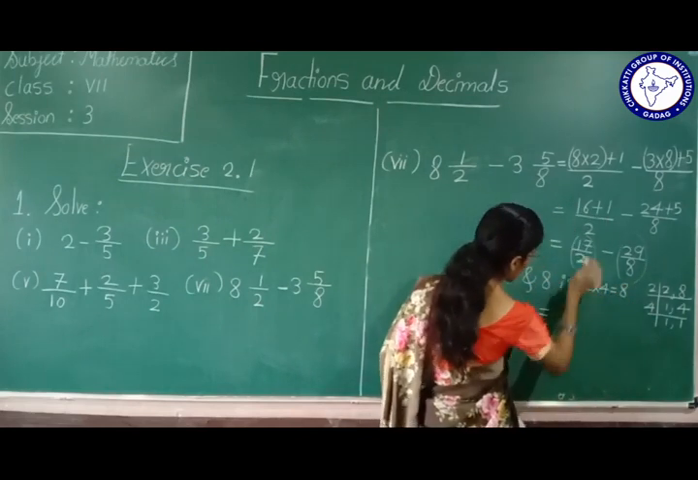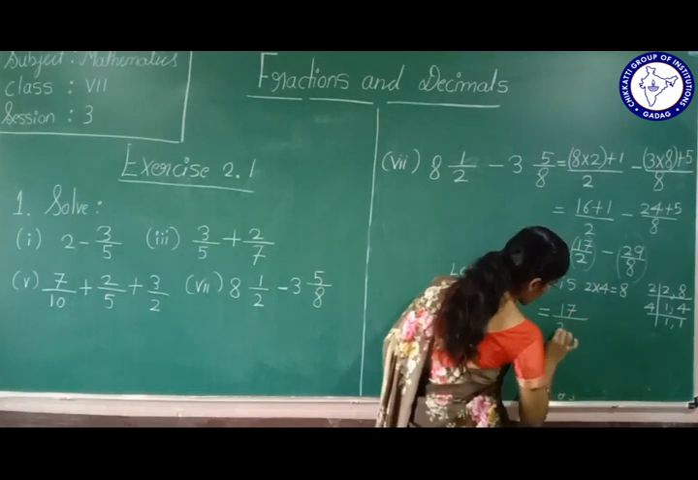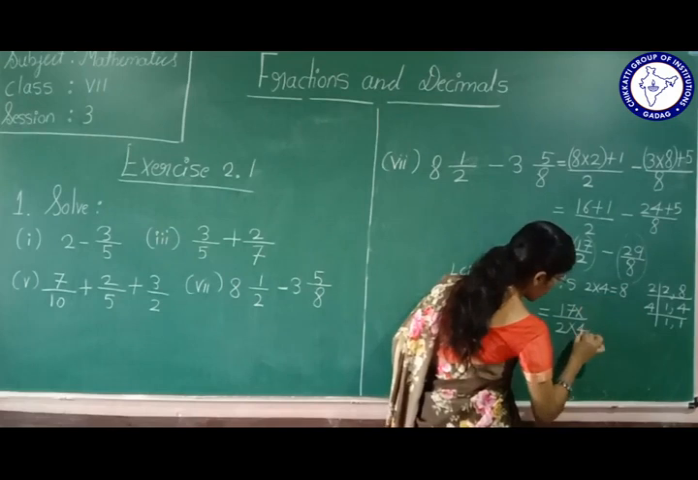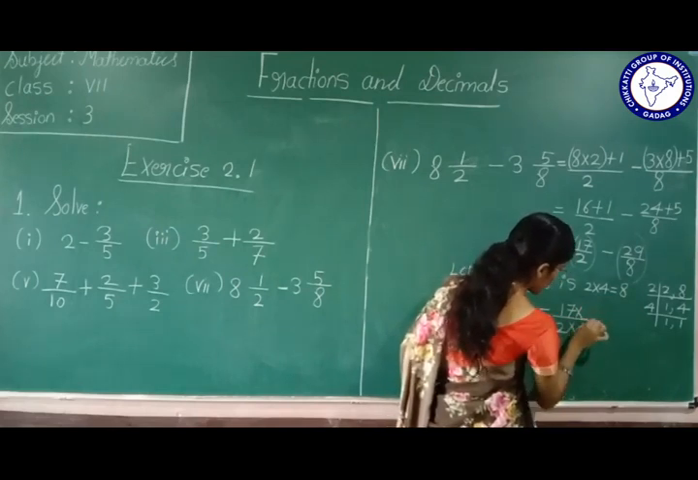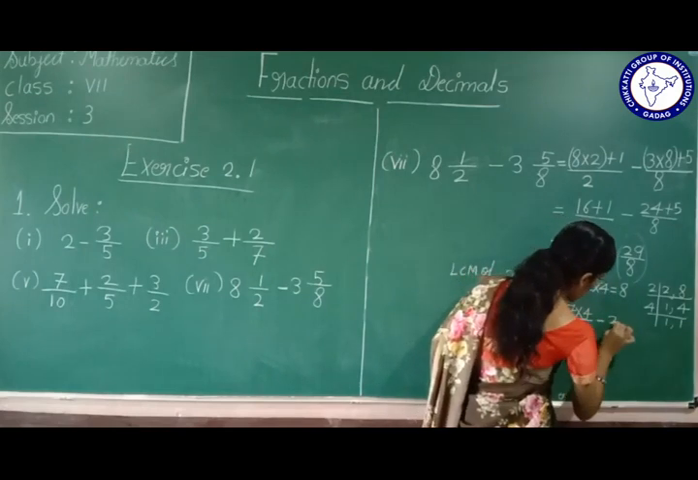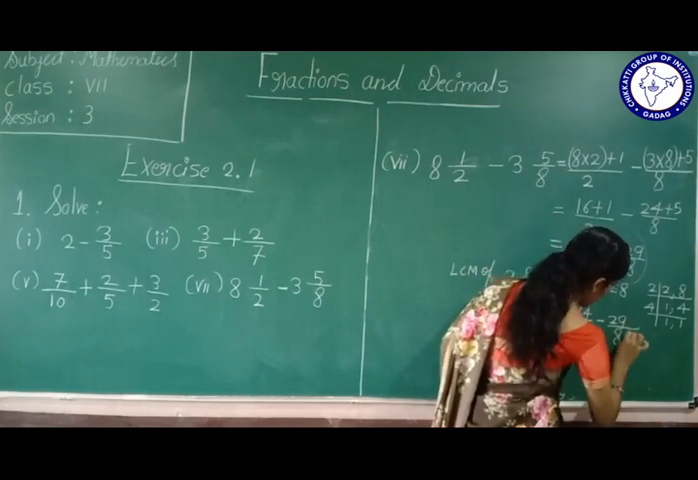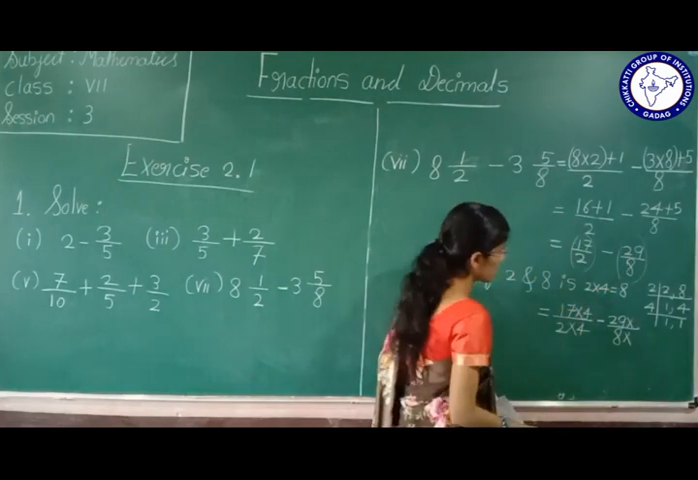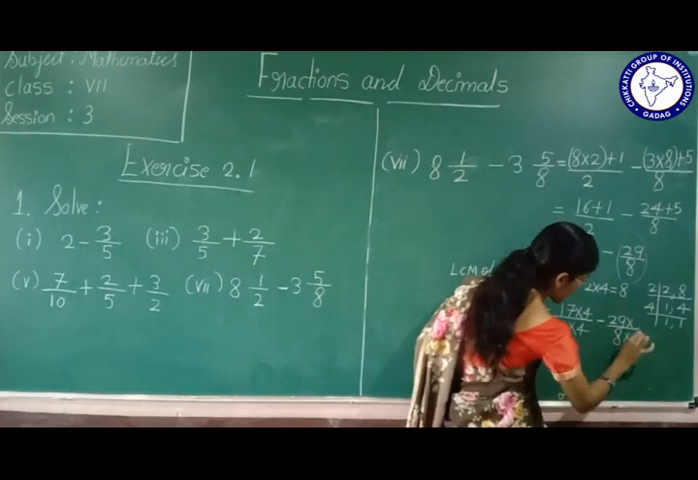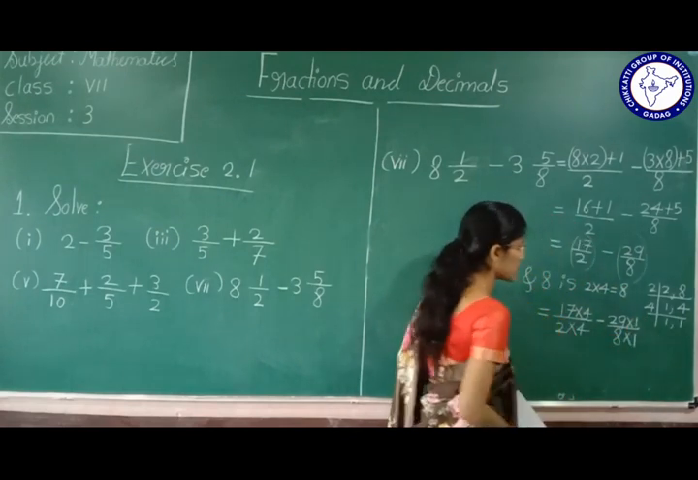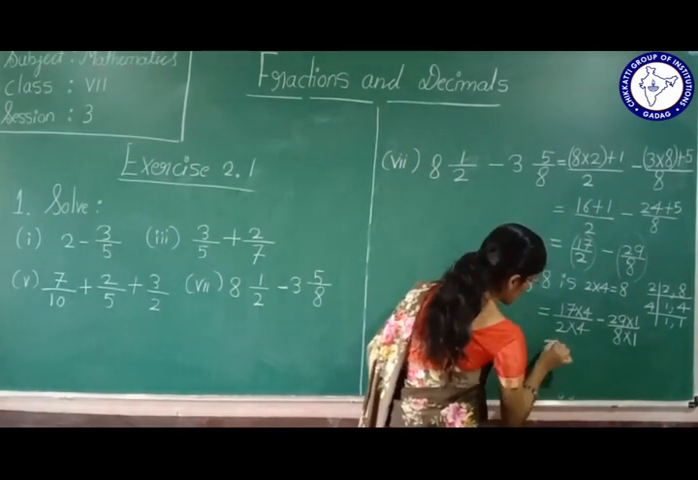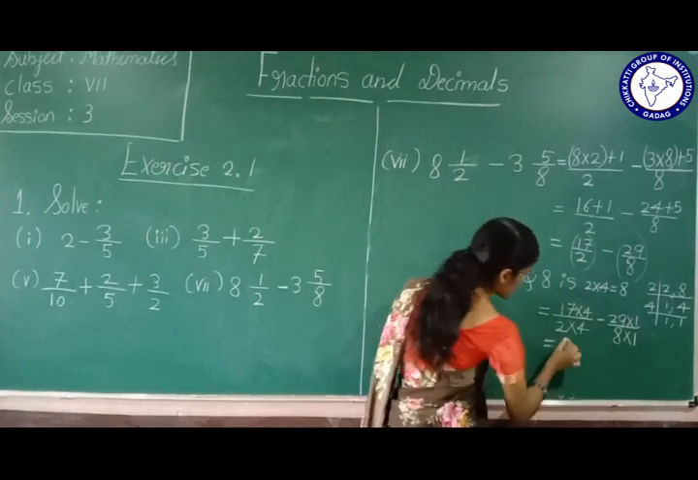Now see here, 17 by 2. 2 how much are 8? 2 4s are 8. Multiply both numerator and denominator by 4. Minus 29 by 8. Now see here, LCM is 8. 8 how much are 8? 8 ones are 8. Multiply both numerator and denominator by 1. 17 4s are, what is 17 4s? 68.